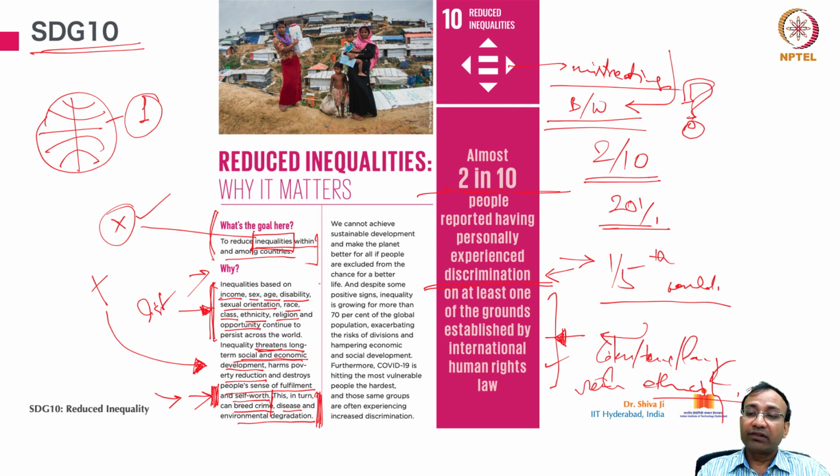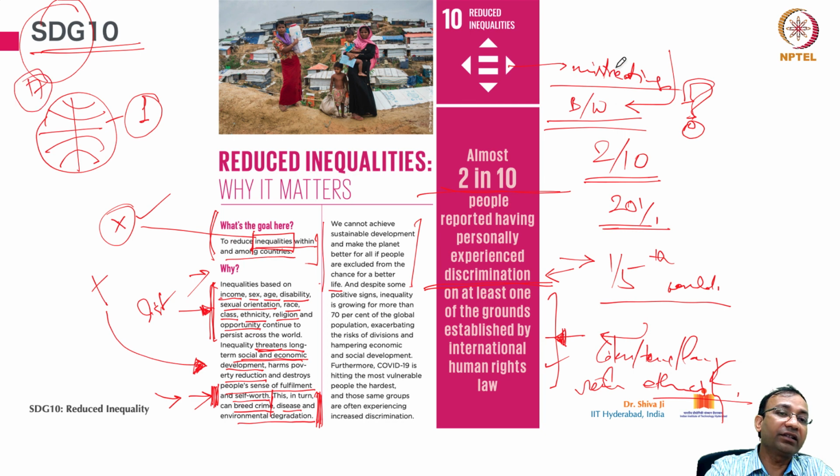We cannot achieve sustainable development and make the planet better for all if people are excluded from the chance for a better life. So this betterment that we are talking about, through all of these 17 SDGs, that target itself is going to be questioned, or get into a murky situation, if such things still exist in society.